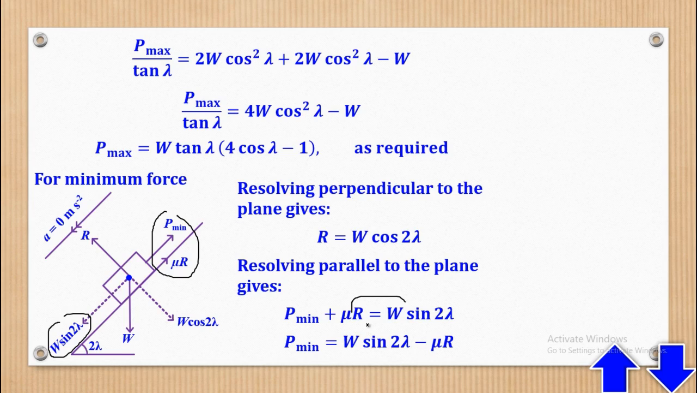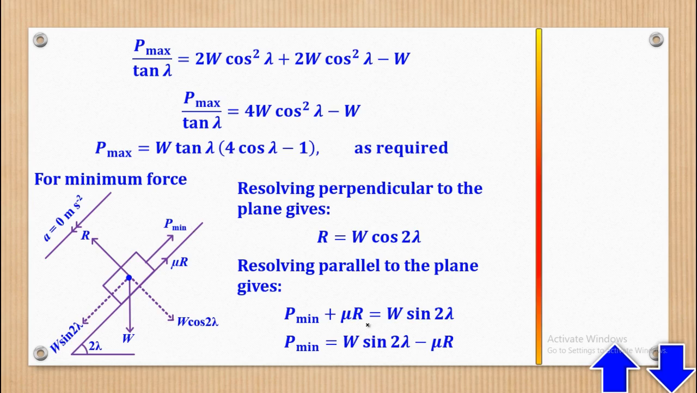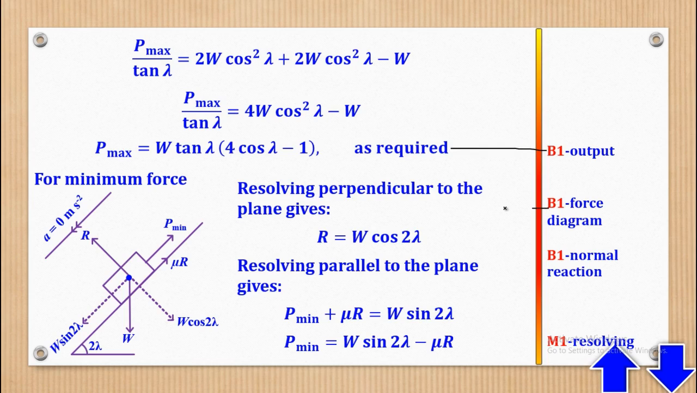Now before we go to the next slide, let's see how marks can be awarded for this slide. So B1 was for this output, B1 for the correct force diagram, B1 for normal reaction, and M1 for resolving, which is there.